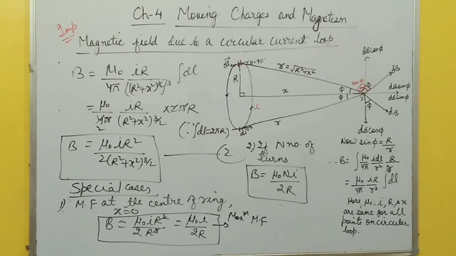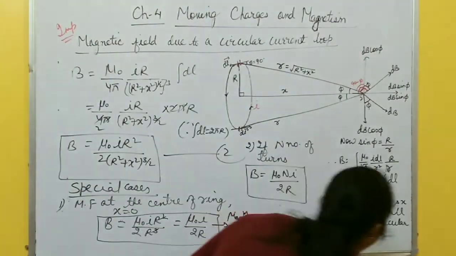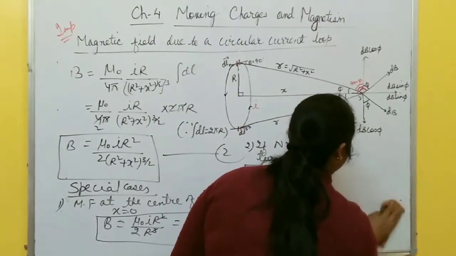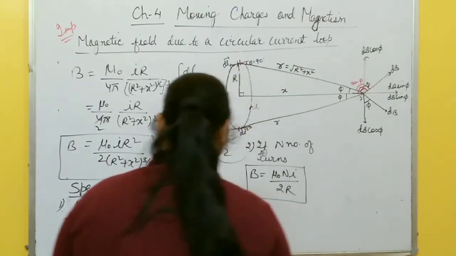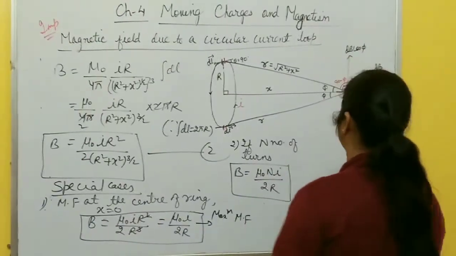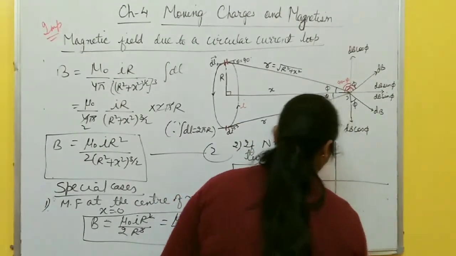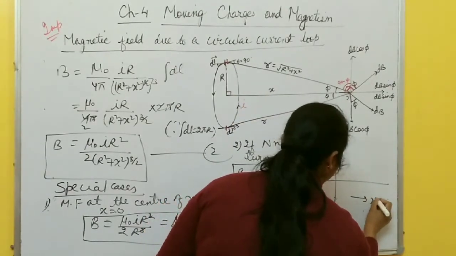One more thing: how you plot the graph of this magnetic field and distance. Please note down. Graph is also important. It may come in a 1 mark question. You have to draw a graph between B and x. At the center of the ring, the magnetic field is maximum. So you have to draw the graph with magnetic field along this side and distance along this side.